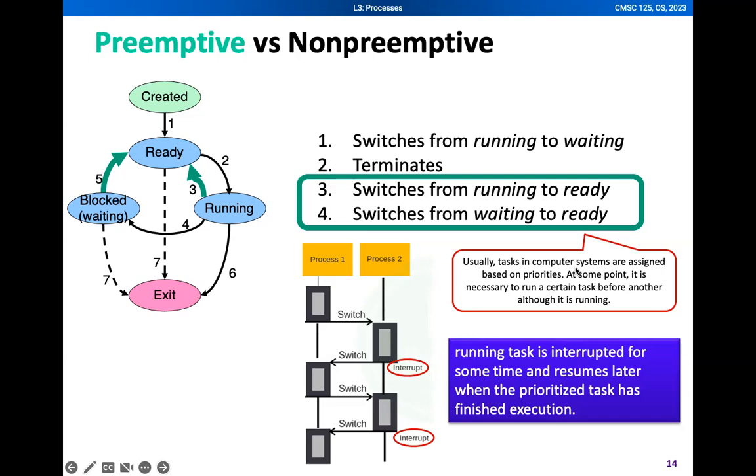Unfortunately, preemptive scheduling can result in race conditions when data are shared among several processes. Consider the case of two processes that share data. While one process is updating the data, it is preempted so that the second process can run. The second process then tries to read the data, which is in an inconsistent state. We will be exploring this issue more in the next topics.